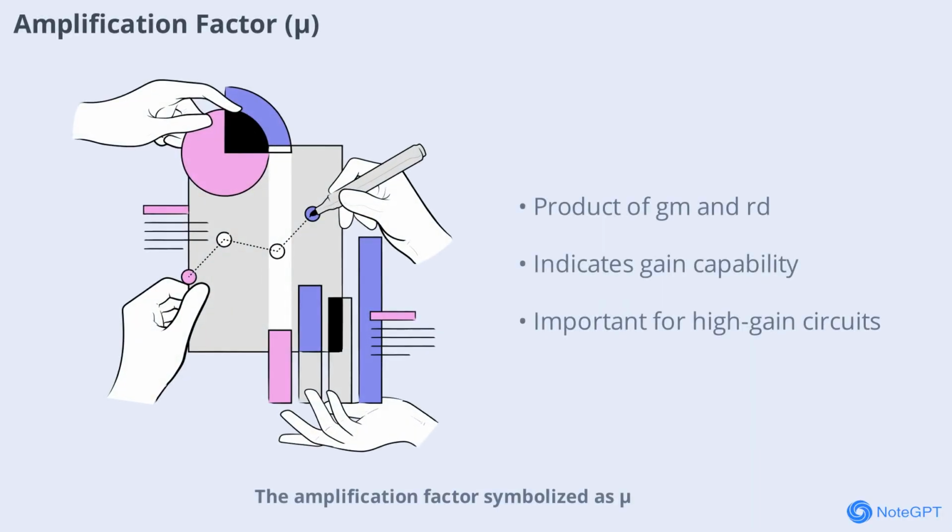Amplification factor, symbolized as mu, is the product of transconductance and drain resistance. It indicates the overall gain capability of the JFET. A higher amplification factor means the device can provide greater signal amplification. This parameter is essential when designing high-gain amplifiers or sensitive signal detection circuits. By understanding mu, engineers can select the right JFET for applications that demand high performance.